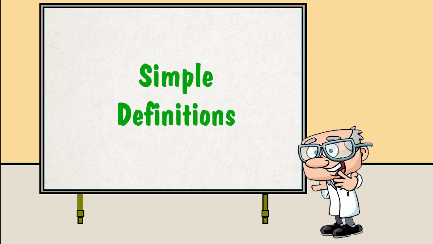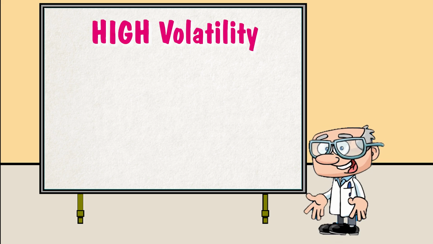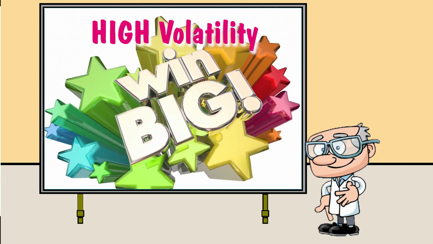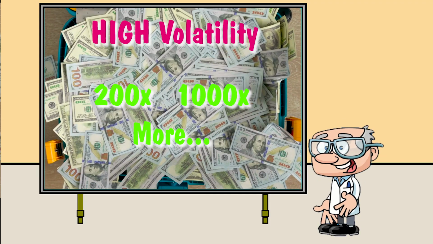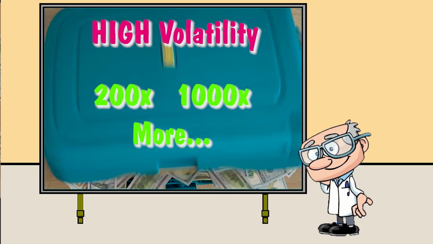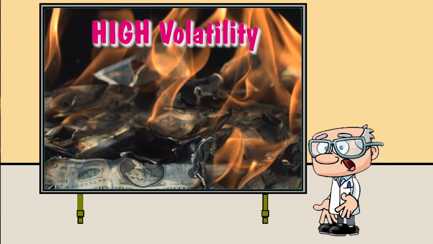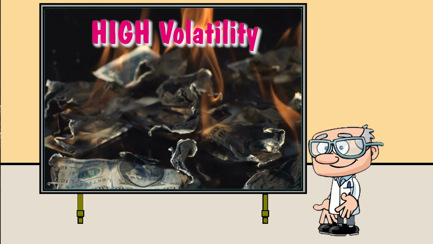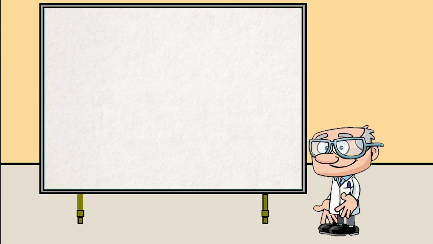Let us start with a simple set of definitions. If a slot has high volatility, the chances are that it has the potential for some really big wins. A really big win might pay 200 or 1,000 times your spin bet, or maybe even more. Of course, such spins are really rare, and on a high volatility slot, the vast majority of your spins will be duds. A lot of your bonus games might also be duds too.